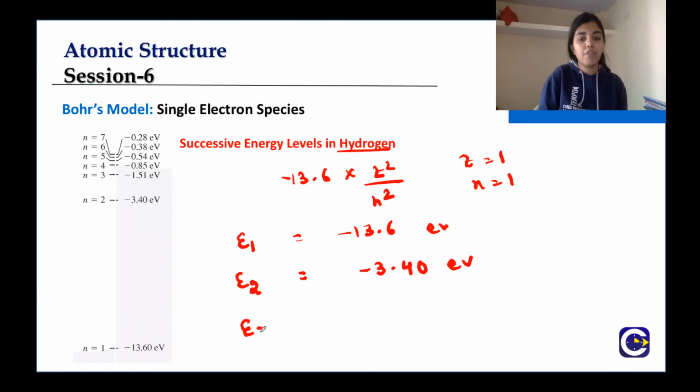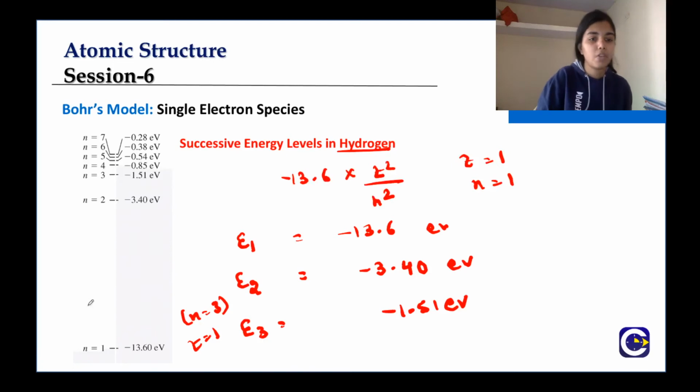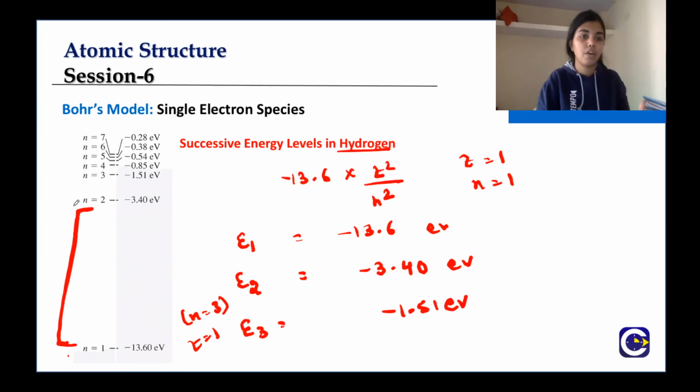Now for E3 what will you do? n will be equal to 3 and Z will be equal to 1. So E3 will be equal to minus 1.51 electron volt, right? And so on. Here you can see that the gap between the first and second orbit energy is very high. Rather, as you move upwards and increase the orbit number, you can see the gap is lowering.